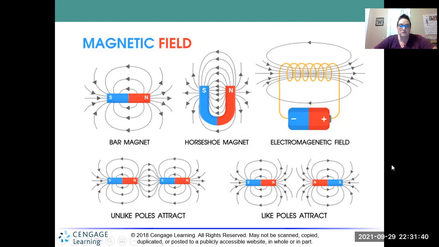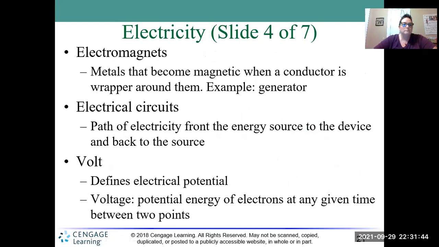North and north together is not going to be a good attraction. So, and this is pretty much what we were just talking about, but metals that become magnetic when a conductor is wrapped around them, and that's like a generator. That would be an electromagnet.